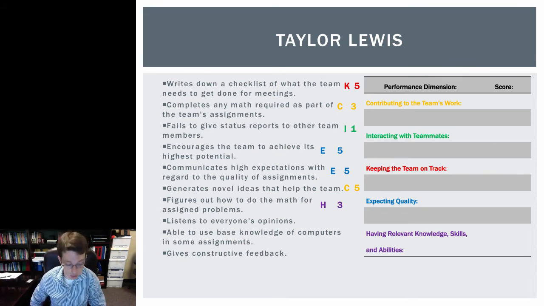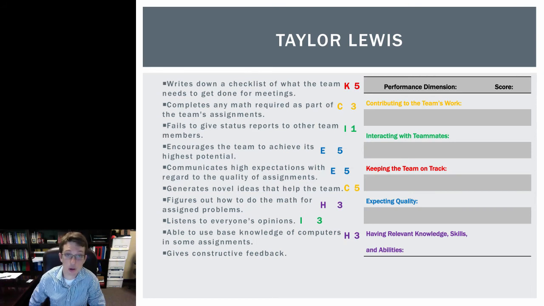And how about listens to everyone's opinions? Which dimension would this fall under? So this is interacting with teammates. And then if we have this as high, medium, or low performance, so moderate level of performance. How about able to use base knowledge of computers in some assignments? So this would be having relevant knowledge, skills, and abilities. And does it reflect high, medium, or low performance? So this would reflect moderate performance.